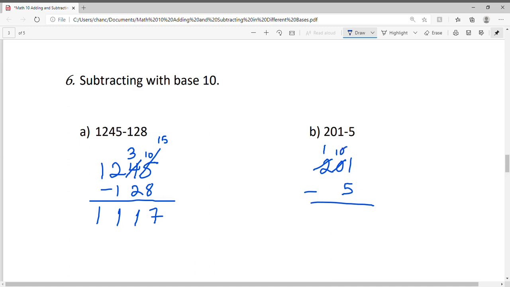Then we can borrow from the 10. This becomes a 9, and we'll carry that additional 10 over, and this 1 actually becomes an 11 because we're adding 10 to it. So now we have 11 minus 5, which is 6. 9 minus 0 is 9, and 1 minus nothing gives us 1. So we have 196 from this one. Again, we're borrowing 10. If the next placeholder doesn't have enough, we'll go to the next placeholder to get another 10.